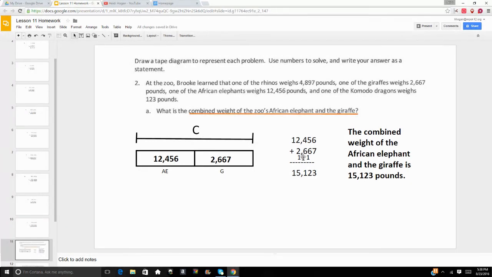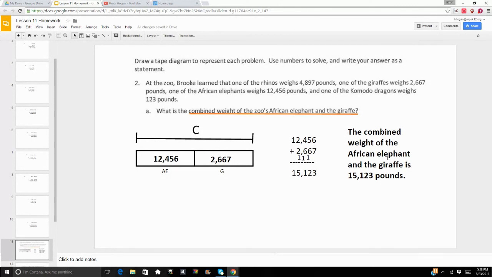4 plus 6 is 10, and 1 is 11. Can't have 11 100s. We can keep 1, but we have to take that group of 10 and put it into the thousands. 2 plus 2 is 4, and 1 is 5, and 1. So the combined weight of the African elephant and the giraffe is 15,123 pounds.